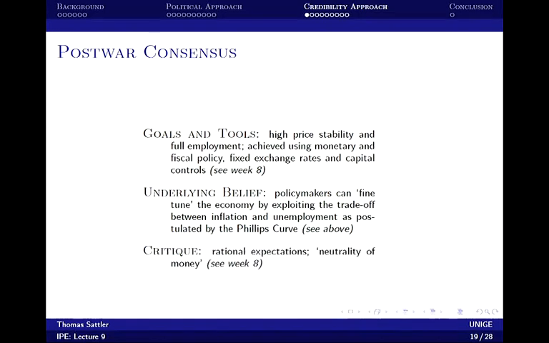So why is that a problem? If people look backwards, that might work. But if people look forward and anticipate what the government's going to do, this is all going to break down. So that's rational expectations. Under rational expectations, forward-looking actors, money is neutral. It doesn't have a strong effect on the economy.